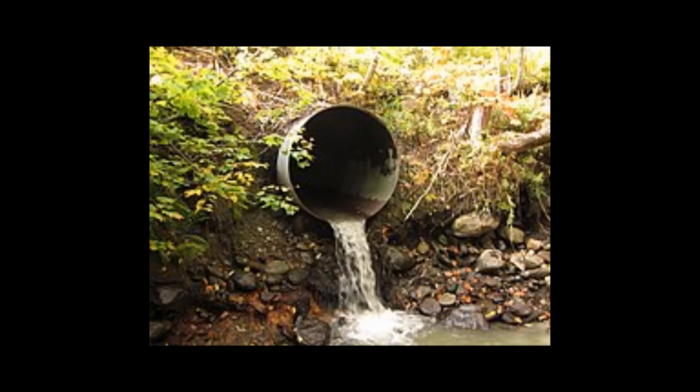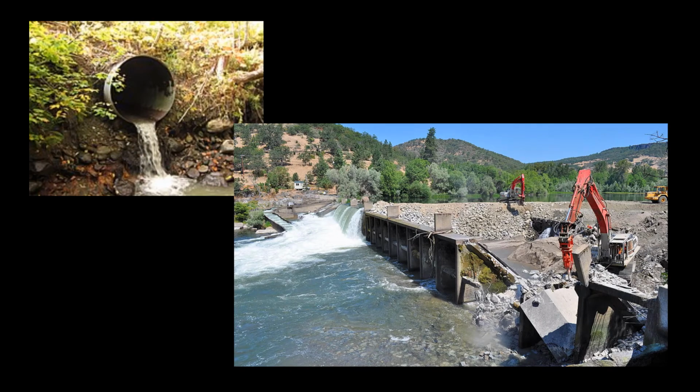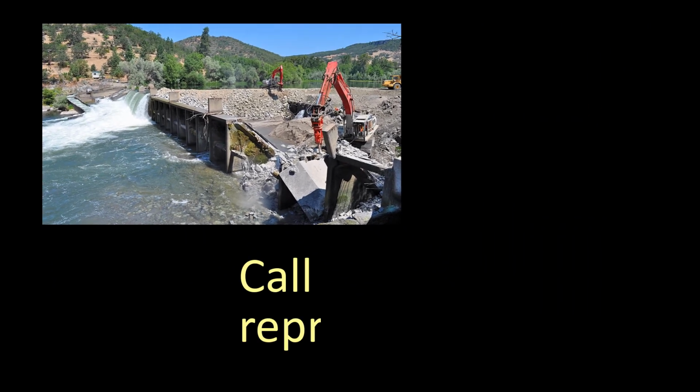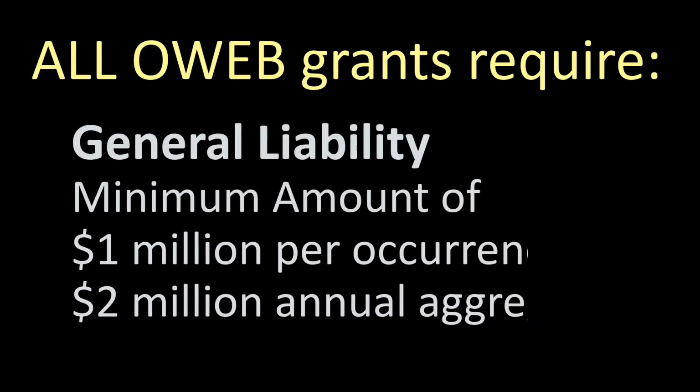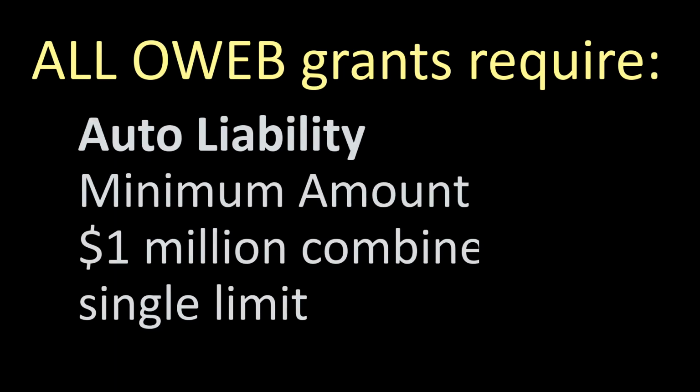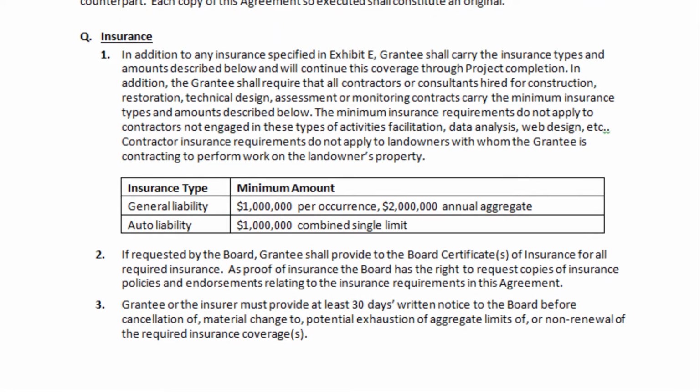For instance, if your organization regularly does culvert replacements but wants to embark on a dam removal project, call your insurance representative to discuss the potential for a change in insurance. All OWEB grants require general liability with a minimum amount of $1 million per occurrence and $2 million annual aggregate, and auto liability minimum amount of $1 million combined single limit. OWEB's boilerplate language for insurance can be found in our grant agreement, usually under Part Q, Insurance.